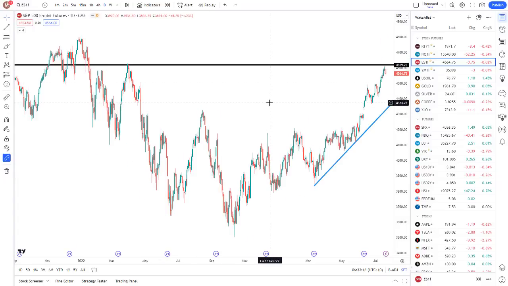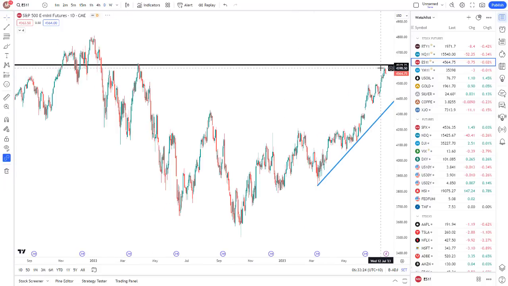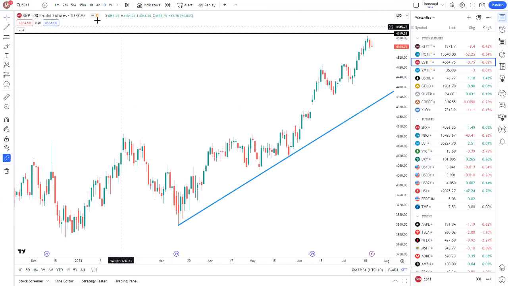So the S&P 500 on the analysis here, we can see it pretty much almost got to that resistance level. It actually smacked right on that 4,600 level. We're looking at the daily chart now. So for the 4,600 level, it completely rejected that level through there.